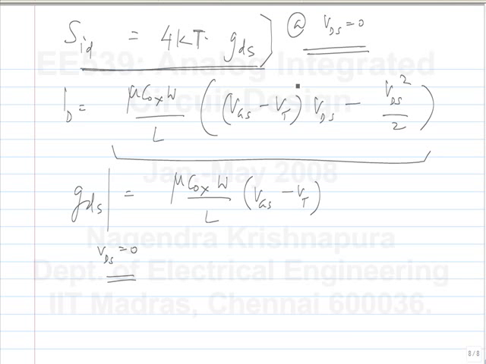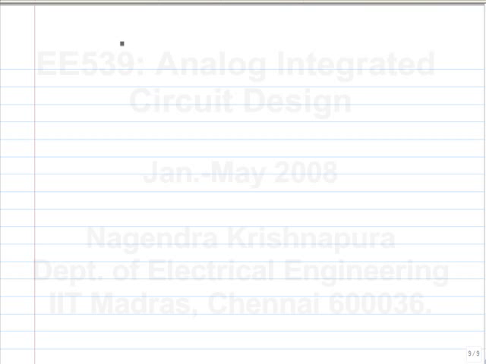But this model itself is not right when you go to saturation region, because the GDS in saturation region represents something else. It represents the channel length modulation. It has nothing to do with the charge in the channel itself. So again, we are not going to derive the model. We take this without proof.